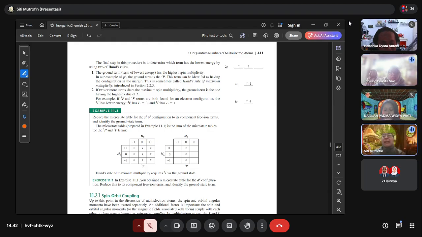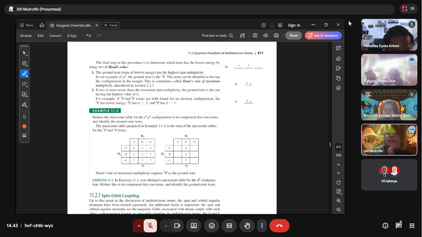Okay, read for us. So the final step in this procedure is to determine which term has the lowest energy by using two of Hund's rules. The first term is the ground term, or the lowest energy, which will have the highest spin multiplicity. In our example, the 3P is the ground term because it has the highest multiplicity. This term can be identified as having the configuration in the margin. This is sometimes called Hund's rule of maximum multiplicity, which has been introduced in section 2.2.3.